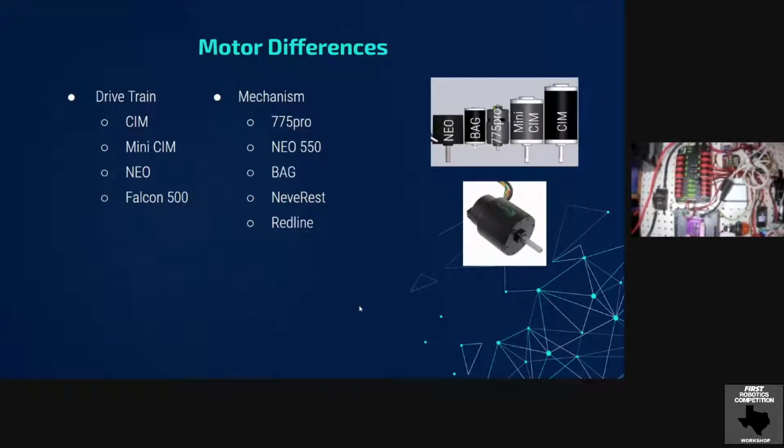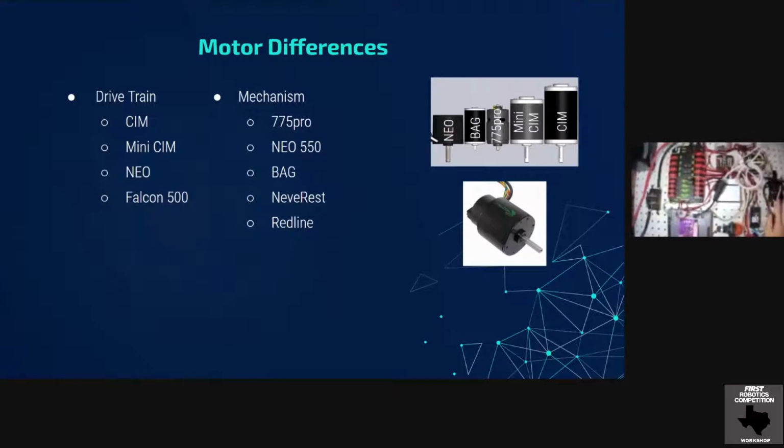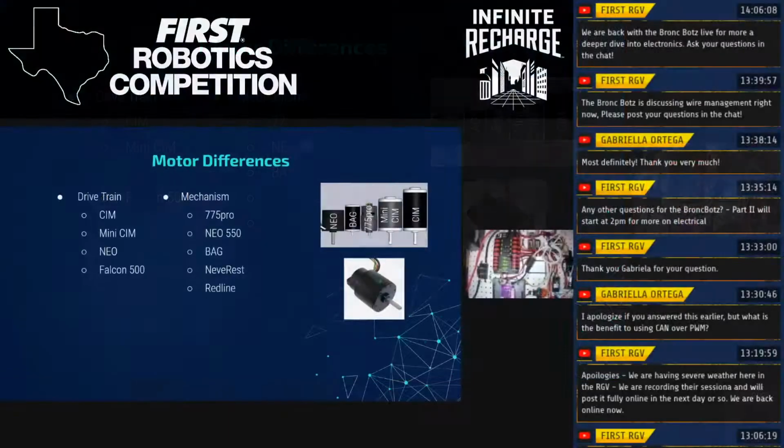All right, so now Riley is going to talk about, from a wiring perspective, the differences between different types of motor. So I only have one motor on here right now. This is a 775, but we're actually not going to start with that. I want to start with, I have kind of 2 different categories of motors.